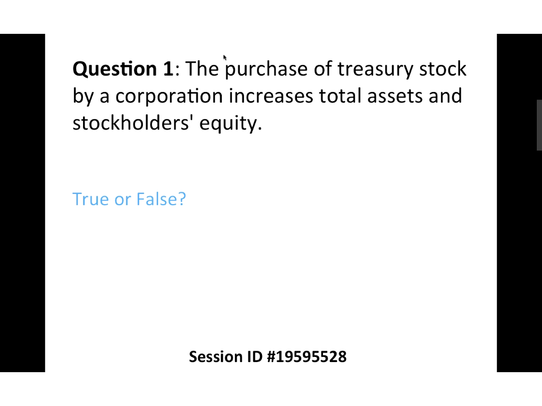Okay, the first question today, we started Monday with it. If it looks familiar: the purchase of treasury stock by a corporation increases total assets and stockholders' equity. So if you think about this, if a corporation purchases treasury stock, that means the corporation is using cash. Cash is an asset. If we use cash, what happens to assets? That will be enough to answer this question.